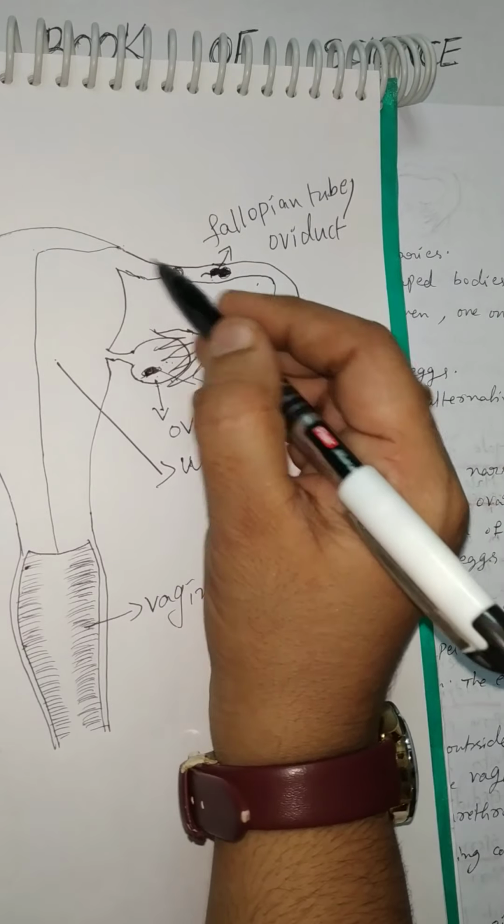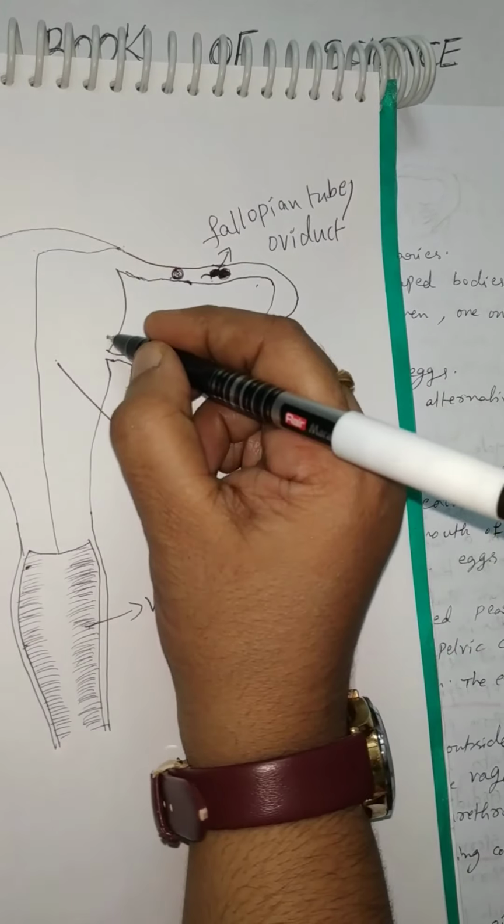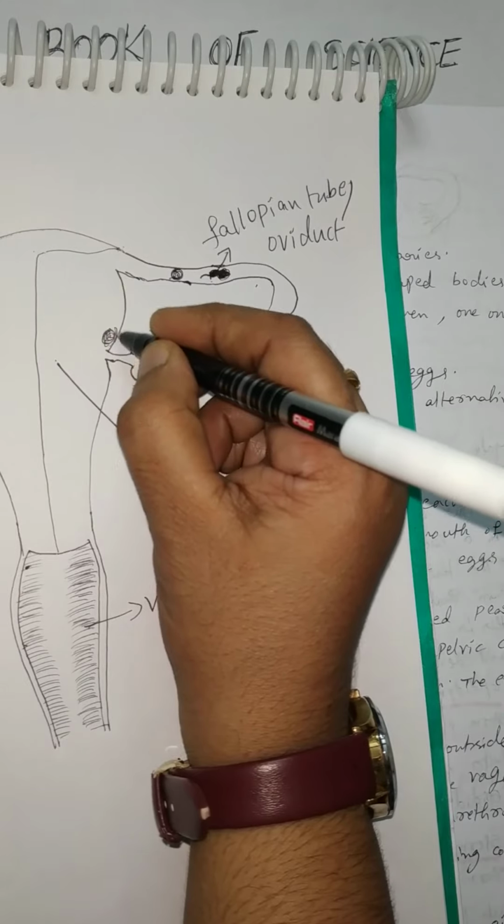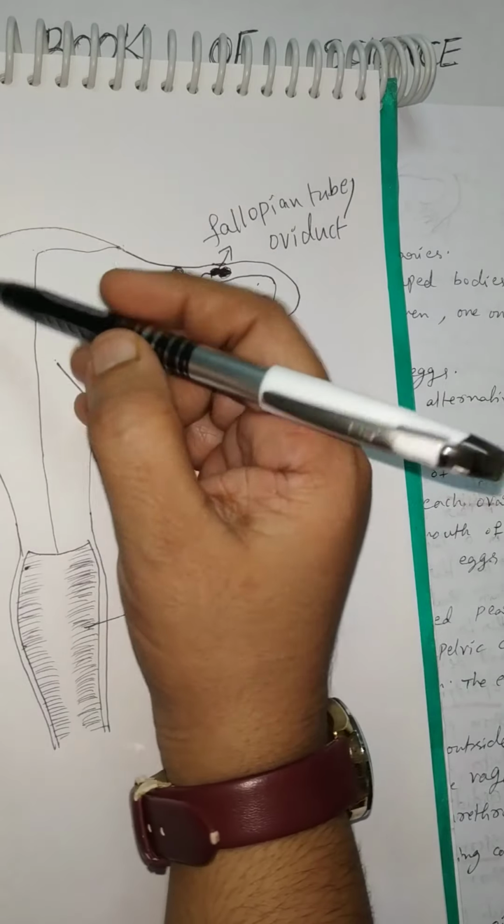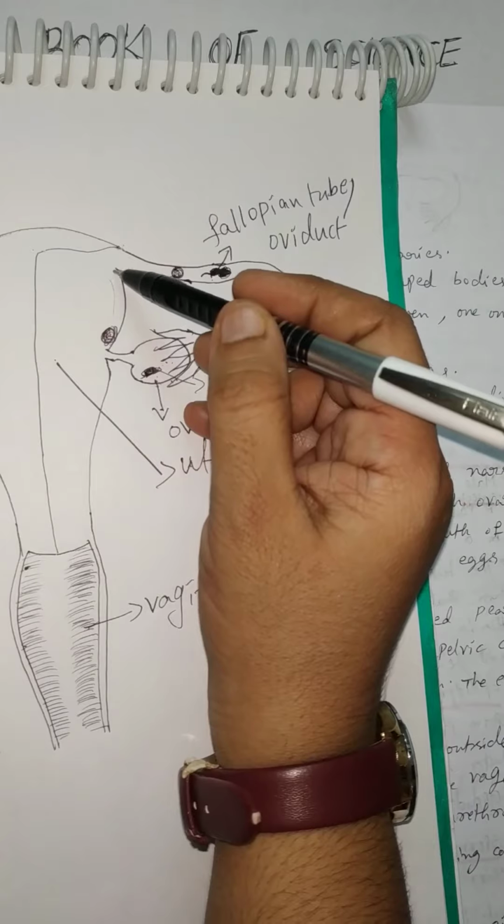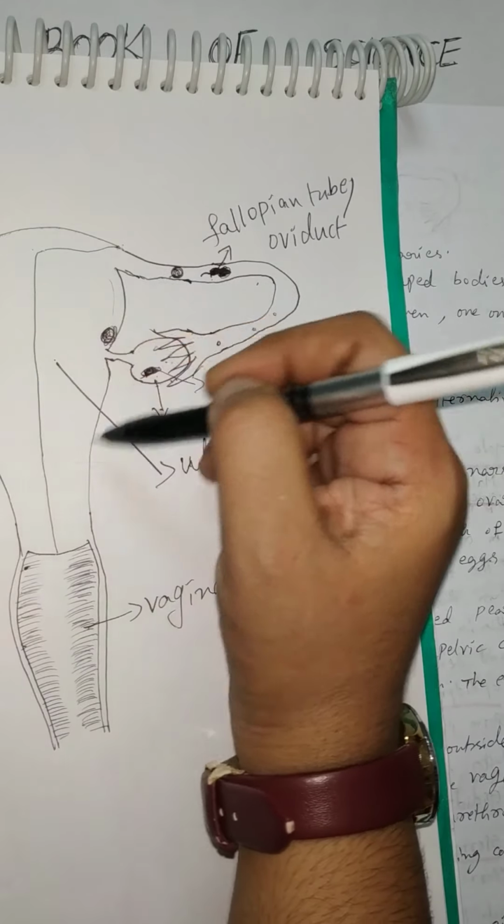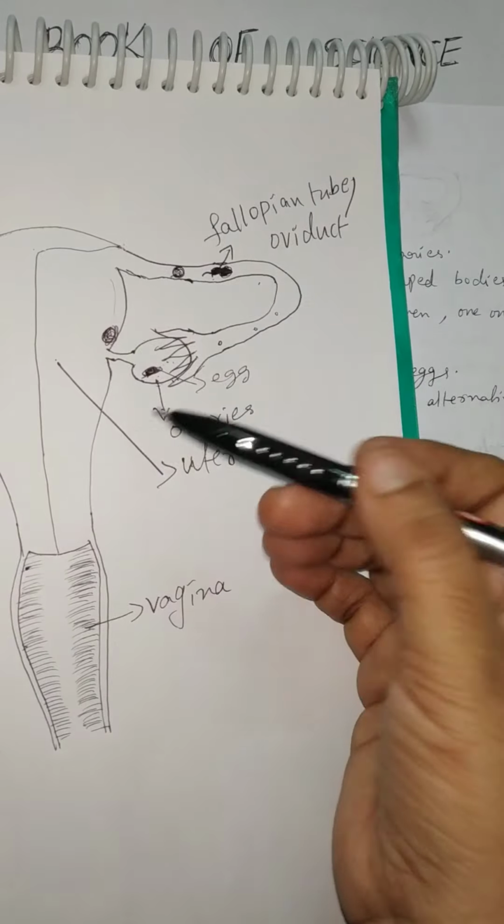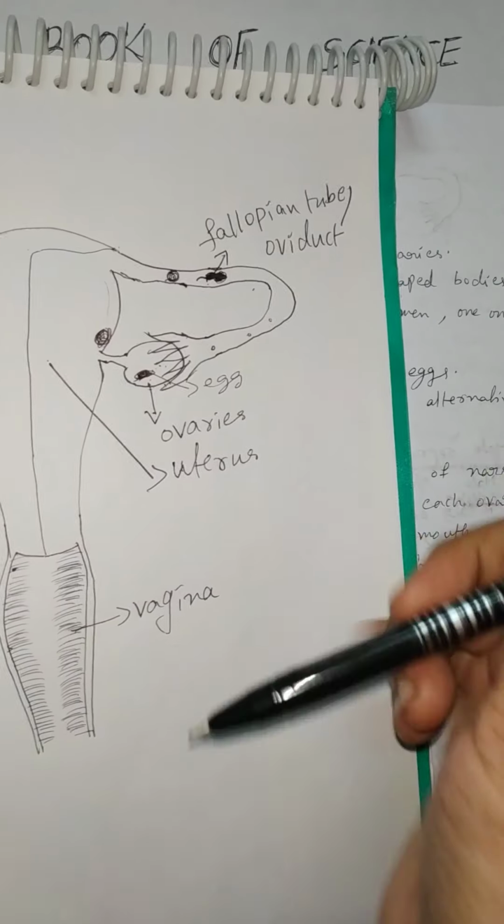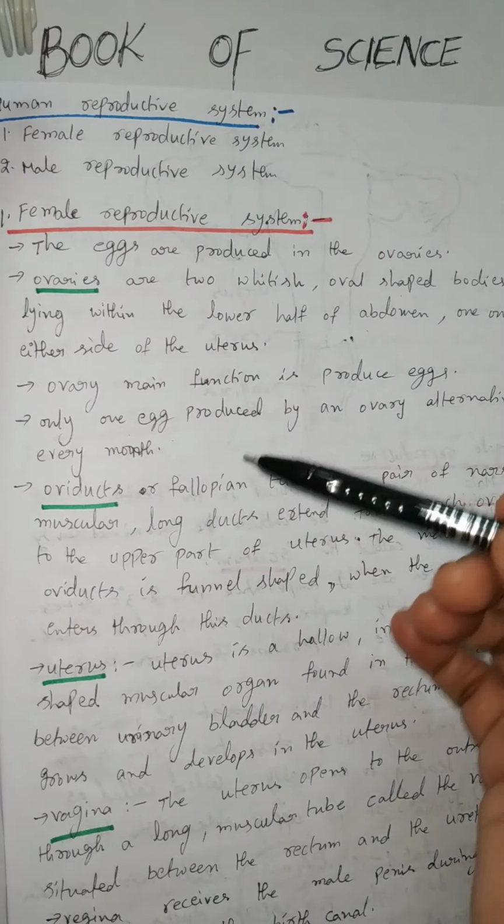So the zygote enters and attaches to the uterus wall, and after that the growth is completed in the uterus. In the next classes we will learn how it occurs.